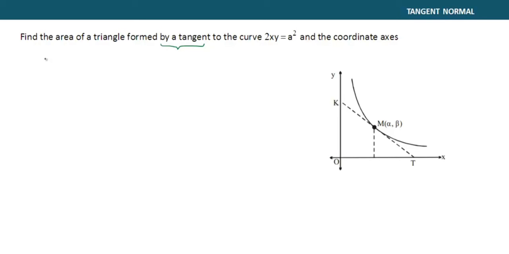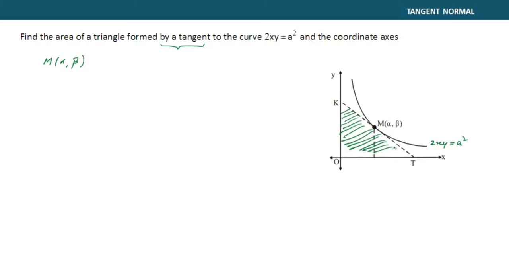So for that, for example, I assume that point to be m, and I have taken its coordinates to be alpha comma beta. I have drawn the tangent at m, whose coordinates are alpha comma beta, to this particular curve. So this is, let's say, the curve that we are talking about. You need to find the area of the triangle formed by the tangent and the coordinate axes. So this particular thing is being asked of you.